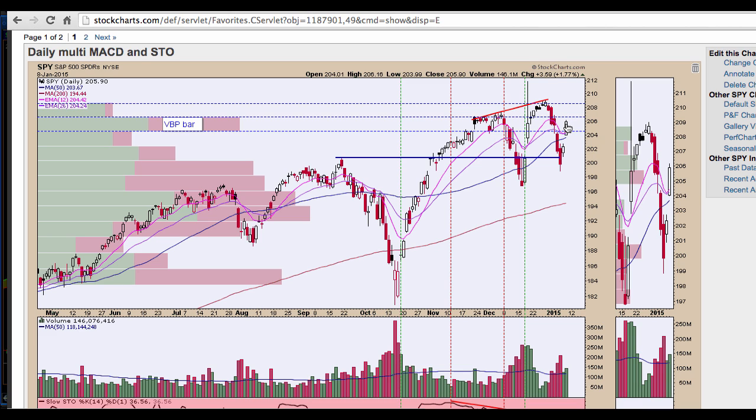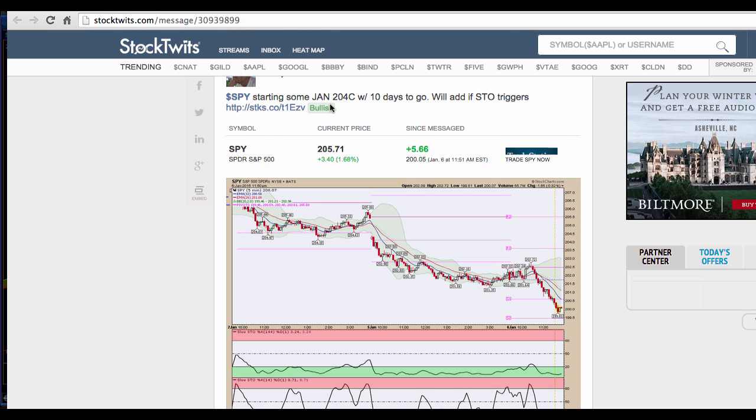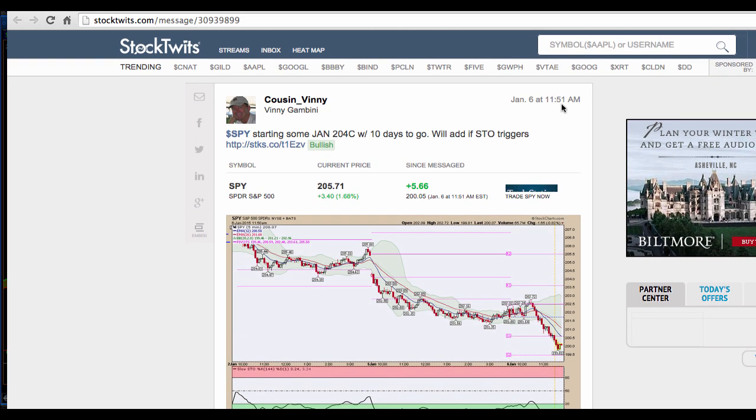So if you follow me, you have to know which time frame I'm using. Let me show you an example. Here is the SPY on January 6th. And what I was looking for is starting some January 204 calls. Actually wound up taking the 204.50s with 10 days to go if stow triggers. Now this was at 11:51 a.m.